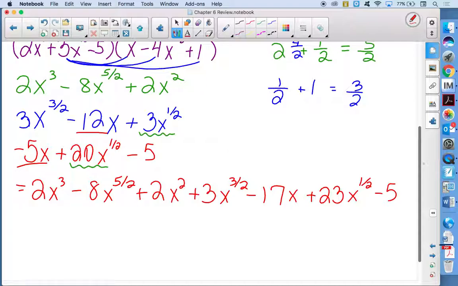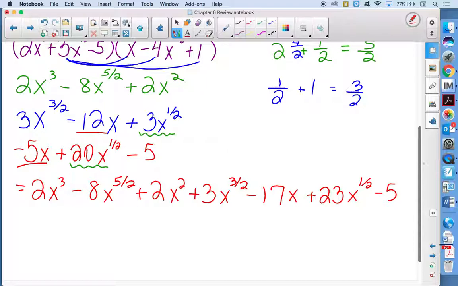Why can't you, because something raised to the 1 half is just the square root, why couldn't you rewrite that as 3 square root? Yeah, you could rewrite it if you wanted to. The 3 would stay outside, and then you just write the square root around the x.